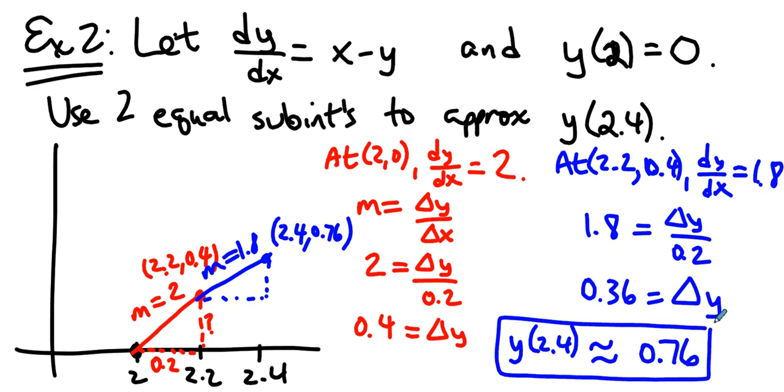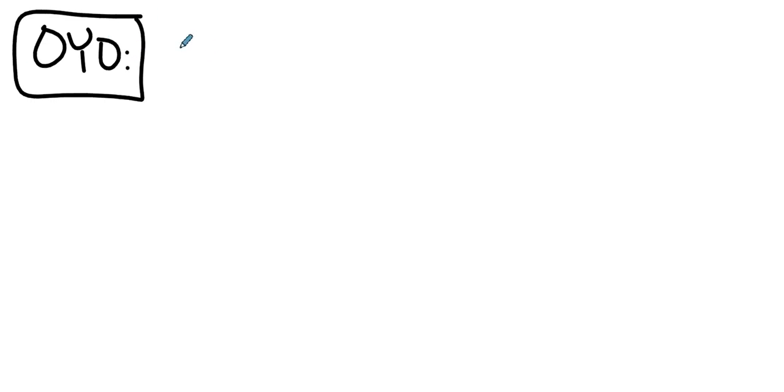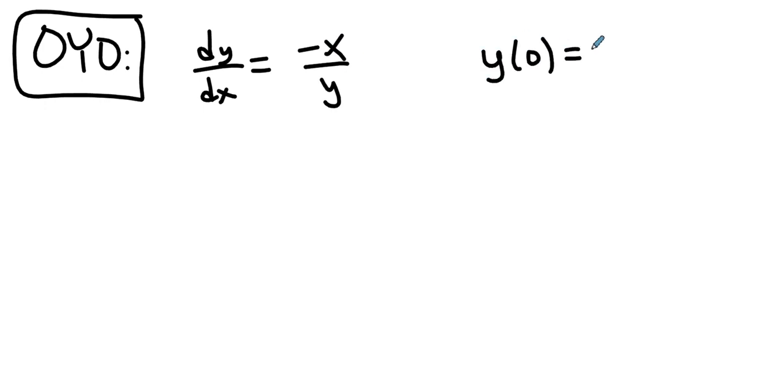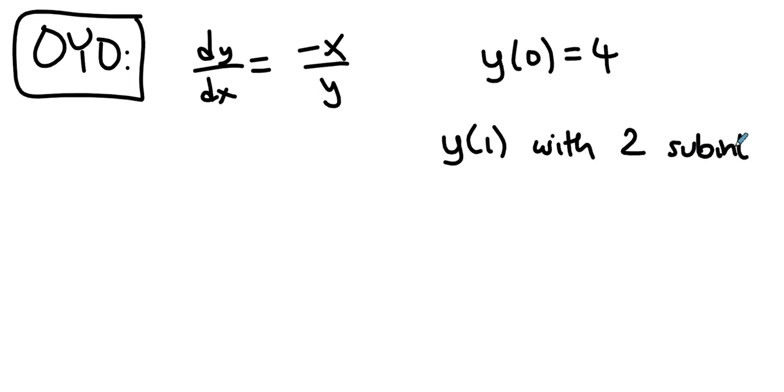Euler's method, a numerical way to take a look at differential equations. The thing that you should come prepared to do: suppose that dy/dx is negative x over y, and the y value at 0 is 4. I want y of 1 with 2 equal subintervals. Want to know what that is? We'll talk about it when we gather, and our 10 minutes are up.